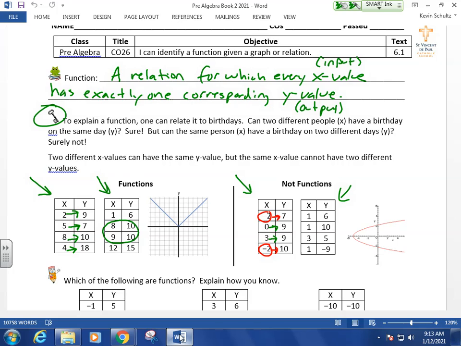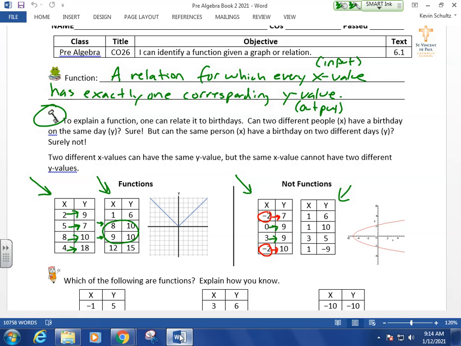Back up here, I kind of like to explain it, relating it to birthdays, okay? Is it okay for 2 different people to have a birthday on the same day? Do you know of any other student in the school that shares the same birthday as you do? A teacher, okay? And that's okay, right? That's kind of what's happening here. If you're person 8 and that teacher is person 9, it's okay for two different people to have a birthday on day 10. That makes sense. That does happen. That's like what a function is.